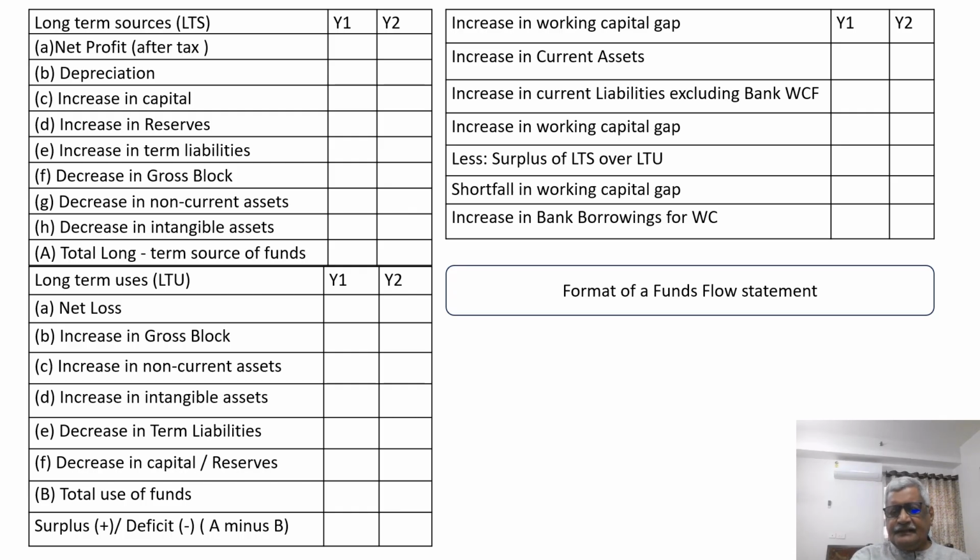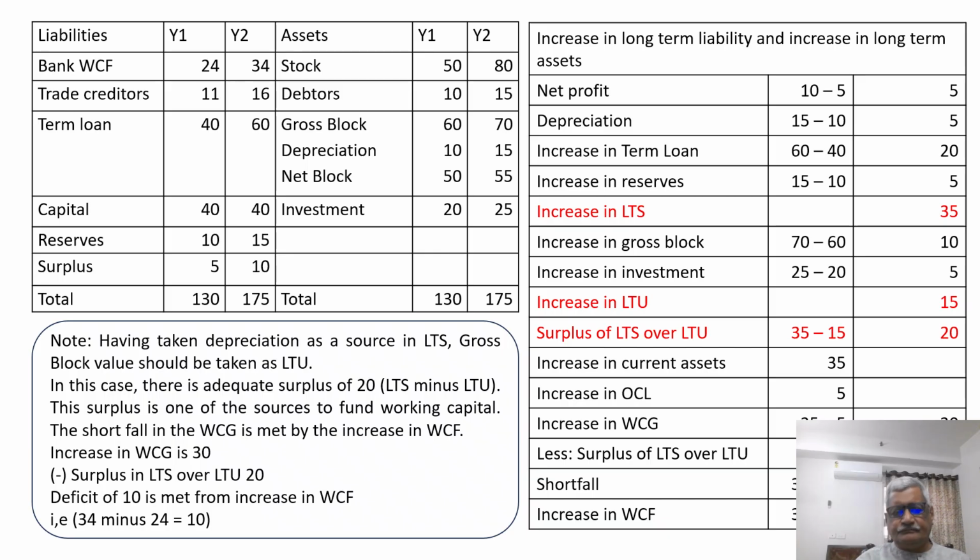Then you deduct the surplus of LTS over LTU. Then we will find out, is there a shortfall in working capital gap? That shortfall in working capital would have been met by increase in bank borrowing for working capital. This is the format to be used for funds flow statement preparation.